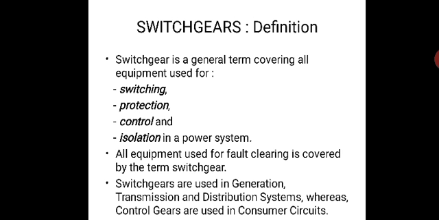So, switch means on the power system side a number of equipments are used, and gear means protective devices on the consumer side. It is also used on the power system side, meaning generation, transmission and distribution side, but it is also used on the consumer side.